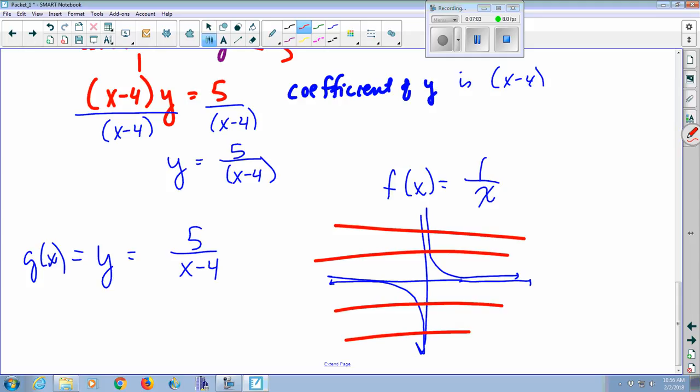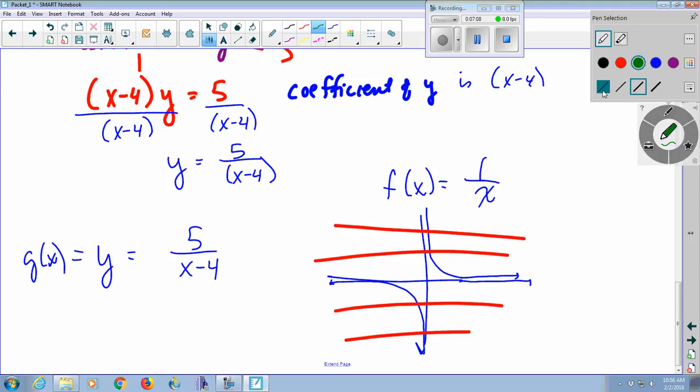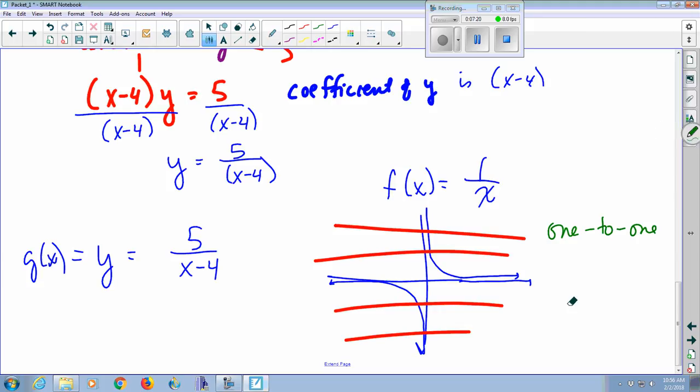Why am I even concerned about 1 over x being 1 to 1? Why would I be concerned about this function being 1 to 1? Nobody remembers? I can't hear you. You're mumbling. Pondering. Why do we even care if a function is 1 to 1? Right. If a function is 1 to 1, that means it passes the horizontal line test. Then it has an inverse that's also a function. So we know that this has an inverse that's also a function.